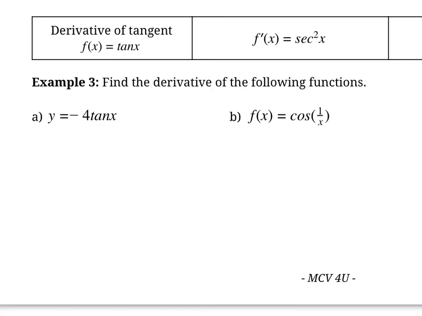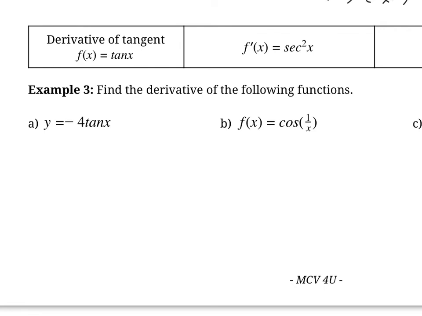So when we're taking the derivative of tangent, it's a little bit more tricky. The derivative of tan actually ends up being secant squared x, which is a little bit strange. We're not going to cover the proof of why that is here, but if you're interested, go look it up for yourself.